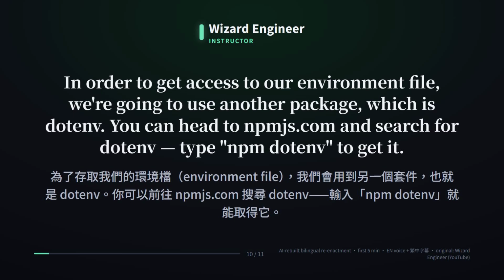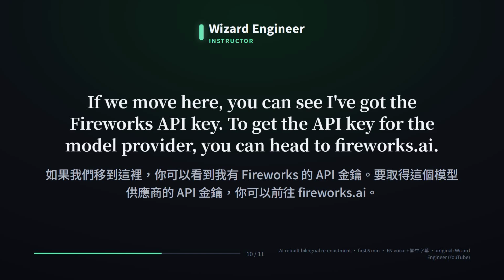In order to get access to our environment file, we're going to use another package, which is dotenv. You can head to npmjs.com and search for dotenv, type npm dotenv to get it. If we move here, you can see I've got the Fireworks API key. To get the API key for the model provider, you can head to fireworks.ai.